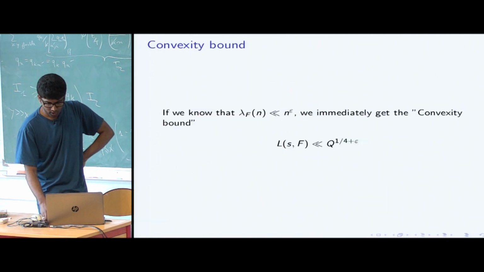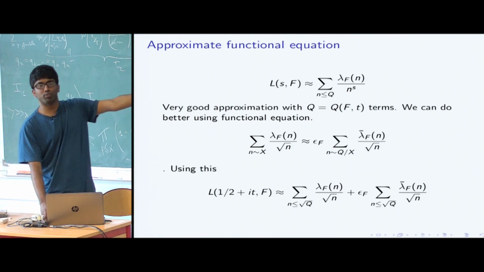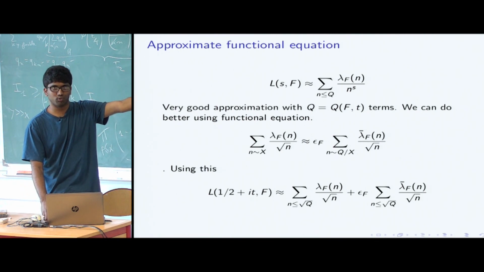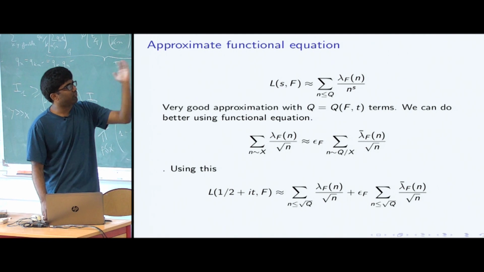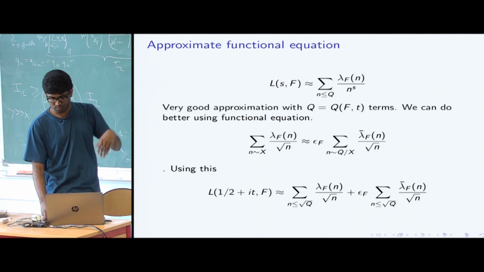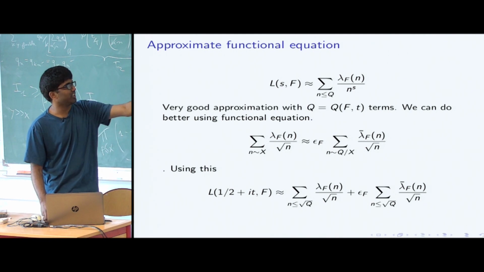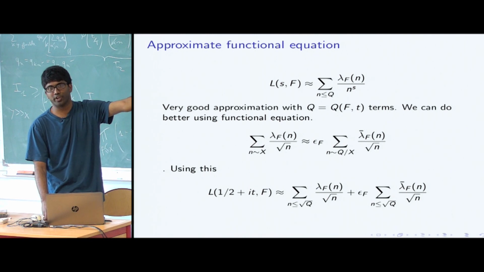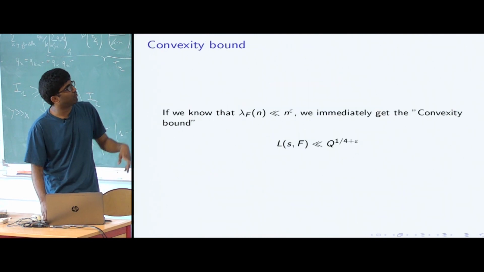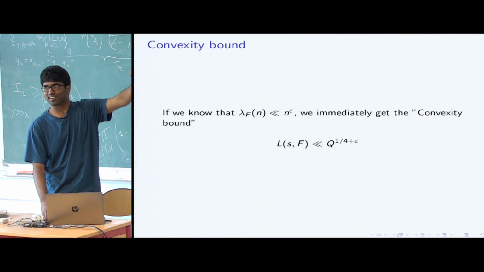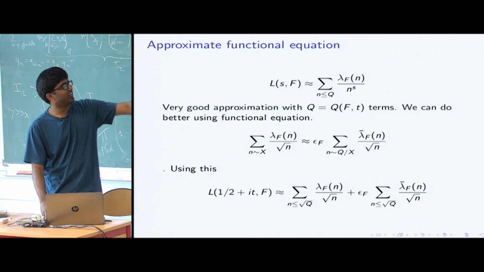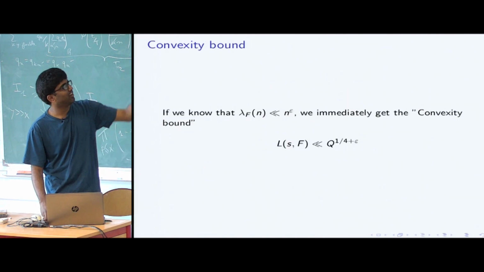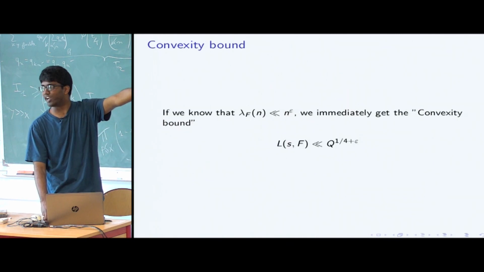Suppose you want to know the size of this L. If lambda is small, say bounded by 1, then you can see that this expression is like 1 over square root n, with n ranging up to square root q. So that gives you a bound of q to the 1/4. So if the lambdas are bounded, this expression helps you see that the L's are bounded by q to the 1/4.